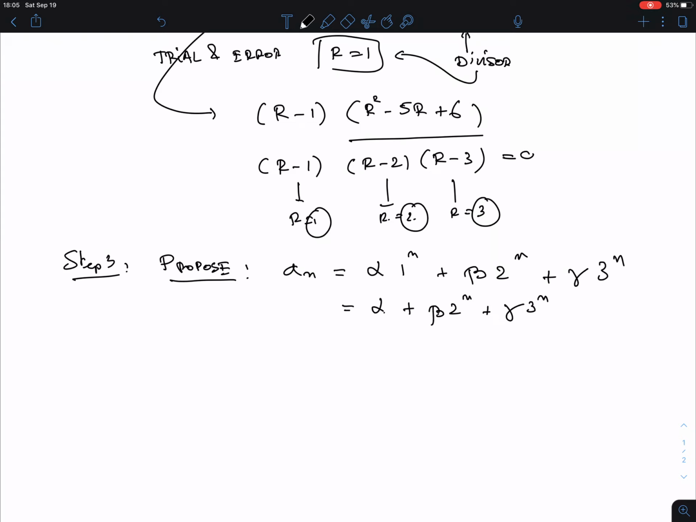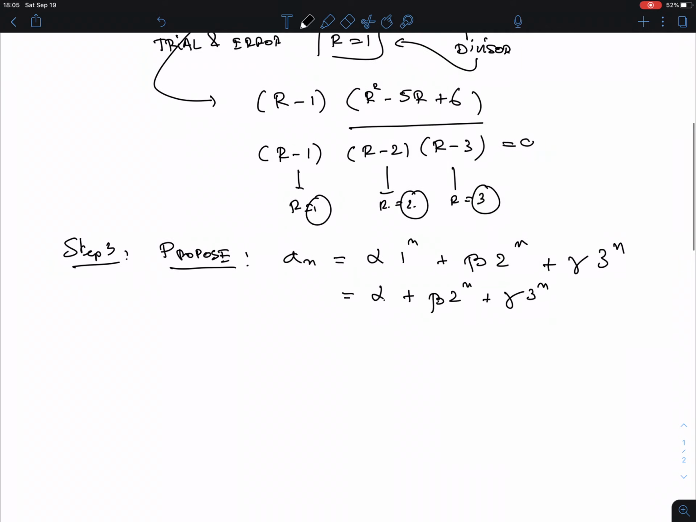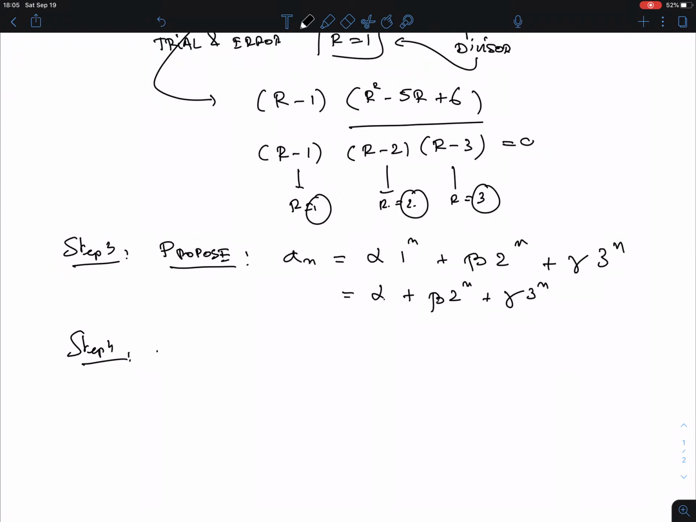Again, do not simplify things by putting this as 2 beta to the power n. It is beta times 2 to the n, gamma times 3 to the n. And then step 4 is again the same. So everything is really the same, as I said, only the calculations get more complicated.